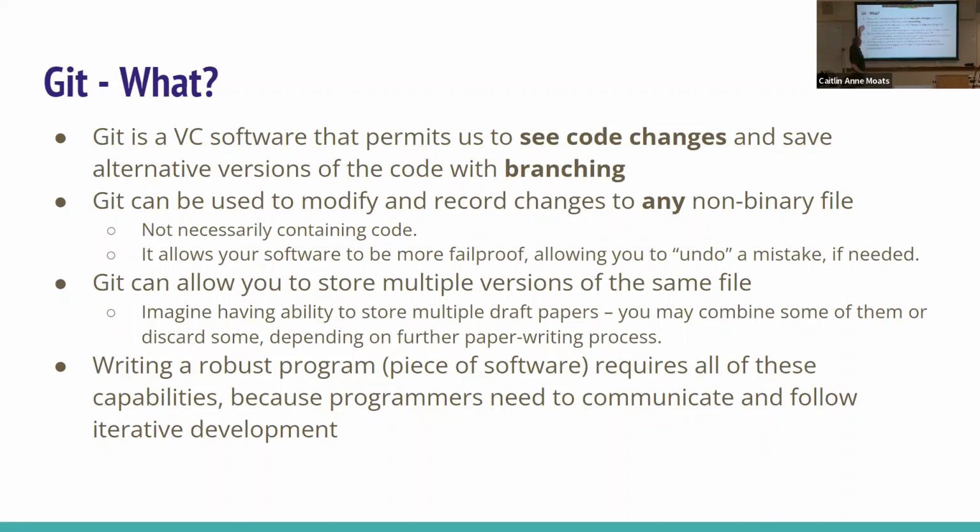And so what's Git all about? So we're digging a little more deeply into what it's about. So it's software that permits us to see code changes and save alternative versions of our code. And so the alternative versions, we can create what's known as a branch. Okay, and so when we look at a demo here, the second part of this lecture, we'll see an example of a branch.